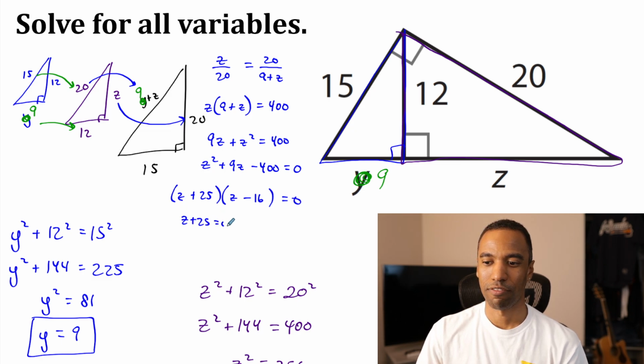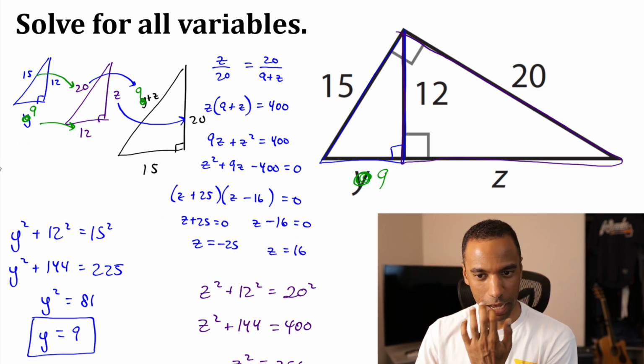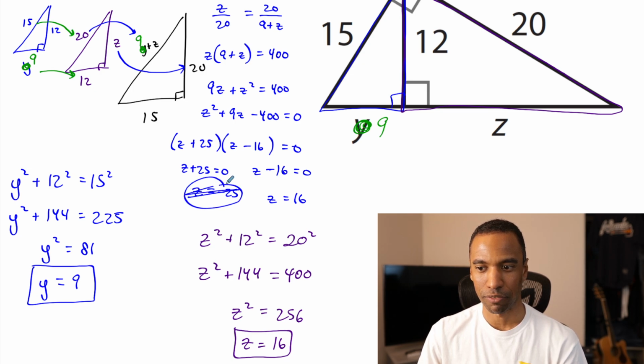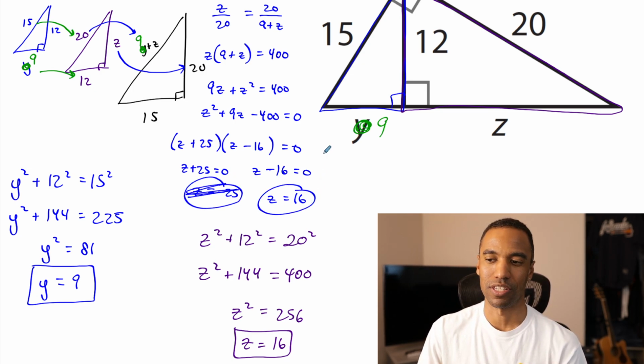So z plus 25 equals 0 or z minus 16 equals 0. So z either equals negative 25 or z equals 16. Negative 25 is an impossible thing to have here because you can't have negative lengths. That's not going to work. z equals 16 is proper.